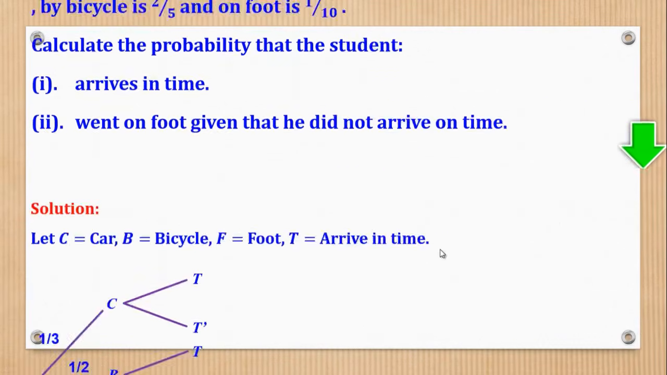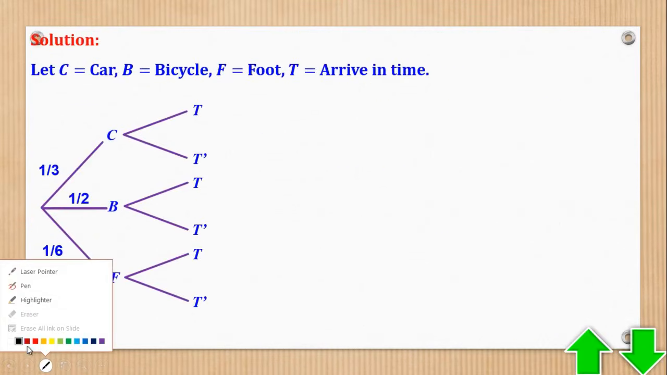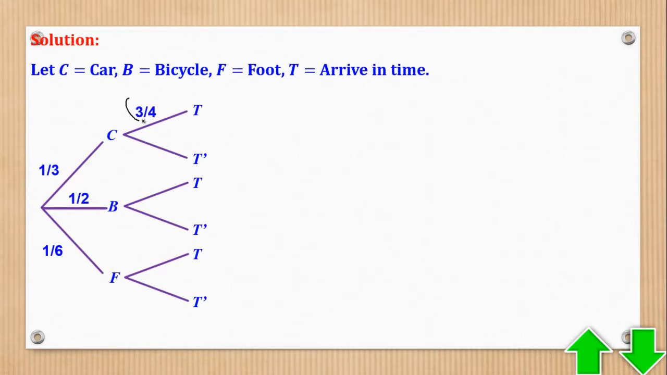Therefore we shall come here. For car it was 3/4, then the complement is 1/4. For bicycle it was 2/5, the complement is 3/5, and for foot it was 1/10, the complement is 9/10. Therefore we shall now answer the questions.